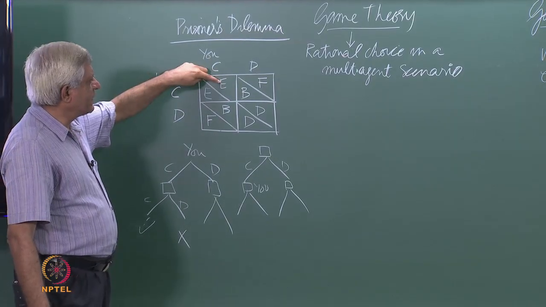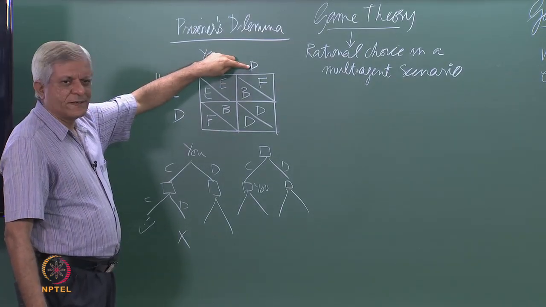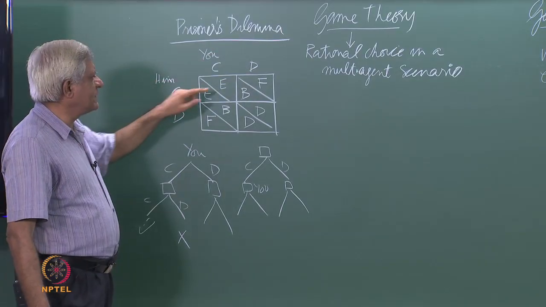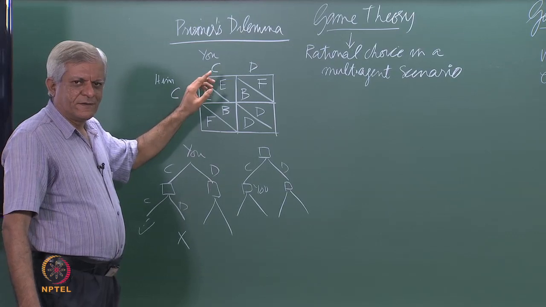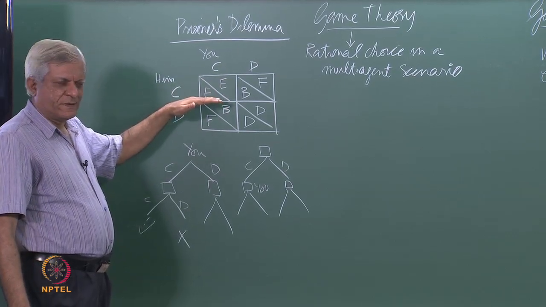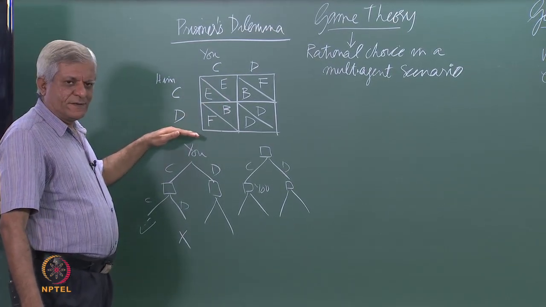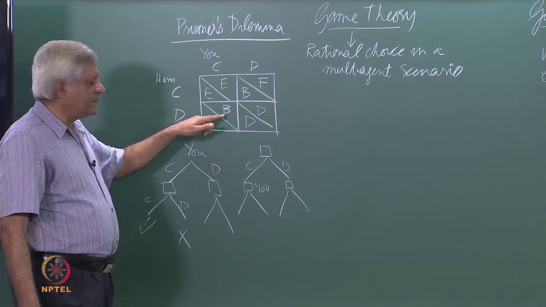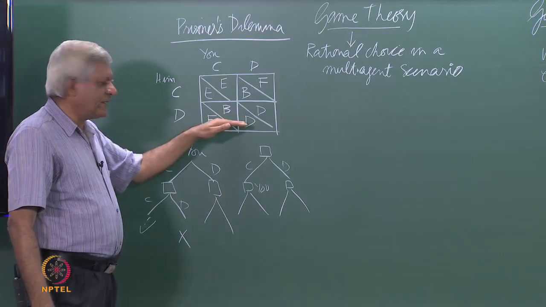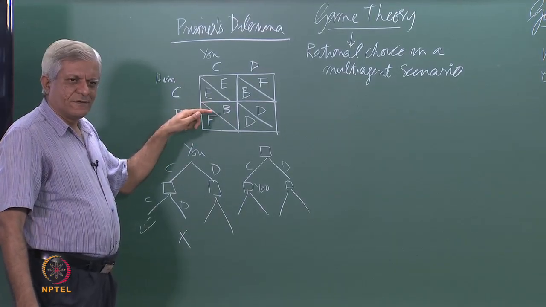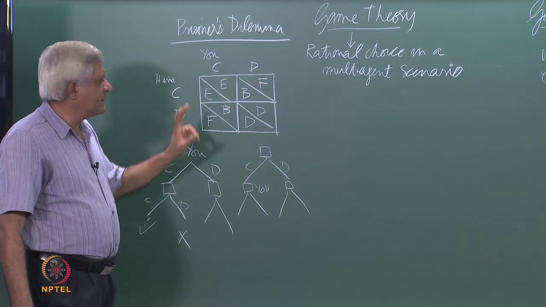If you confess, you will get an E. If you deny, you will get an F. So, if the other person confesses, it is better for you to confess. Correct? You are looking only at the row. If the other person denies, if you confess, you will get a B. If you deny, you will get a D. So, even in this case, it is better for you to confess. So, it is better for you to confess in both cases actually.